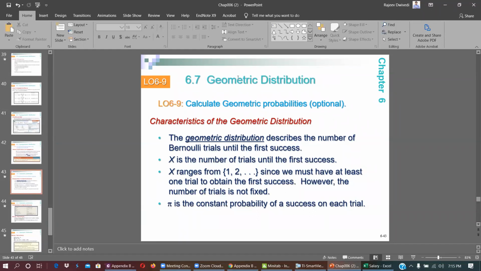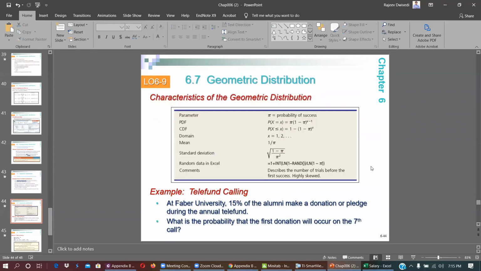Now we are going to the geometric distribution. What is geometric? A geometric distribution describes the number of binomial trials until the first success. Let's say x is the number of trials until the first success, and π is the constant probability of success of each trial. Let's see an example with PDF, CDF, mean and standard deviation. At a university, 15% of alumni make a donation or pledge during the annual telefund. What is the probability that the first donation will occur on the 7th call?